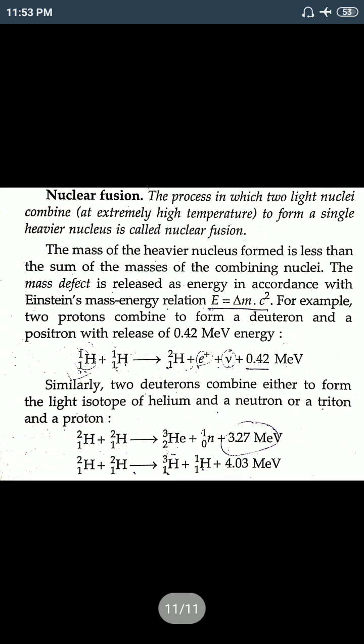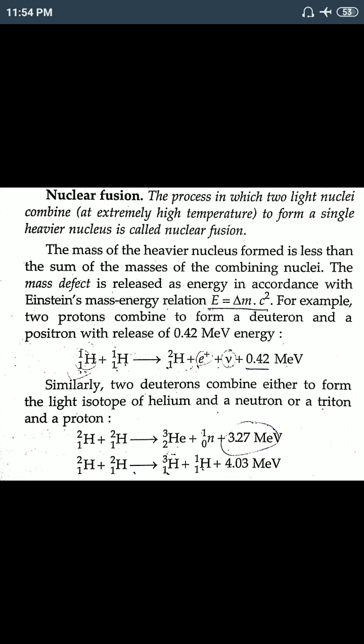Nuclear fusion is the opposite of nuclear fission, where two light nuclei combine to form a single heavier nucleus. They fuse together. An example: 1H1 plus 1H1 fuse together to form 2H1 plus a positron and a neutrino, and 0.42 MeV energy is also released.